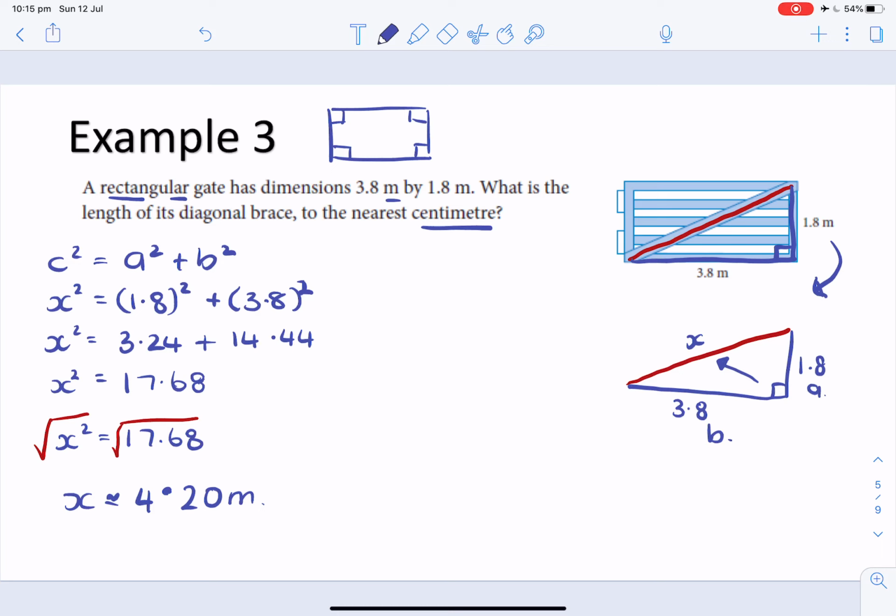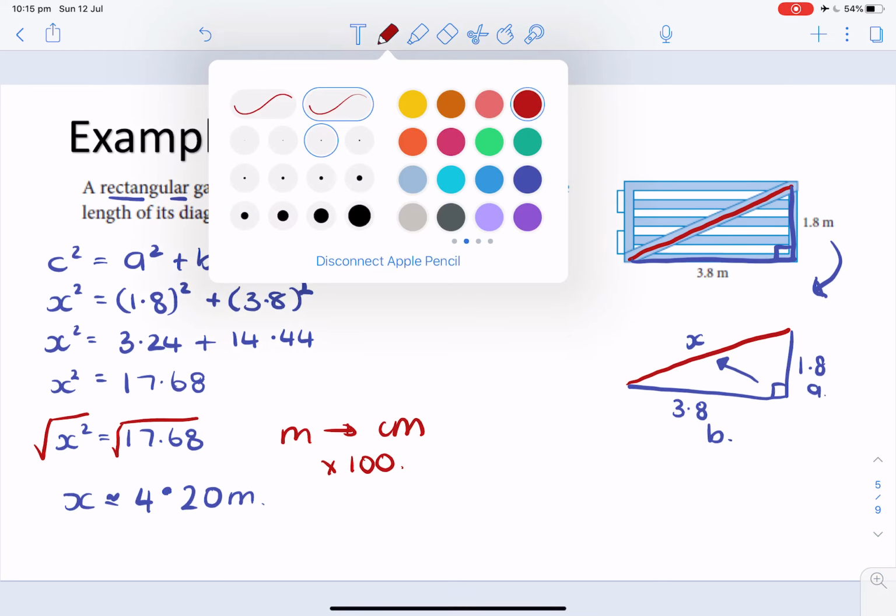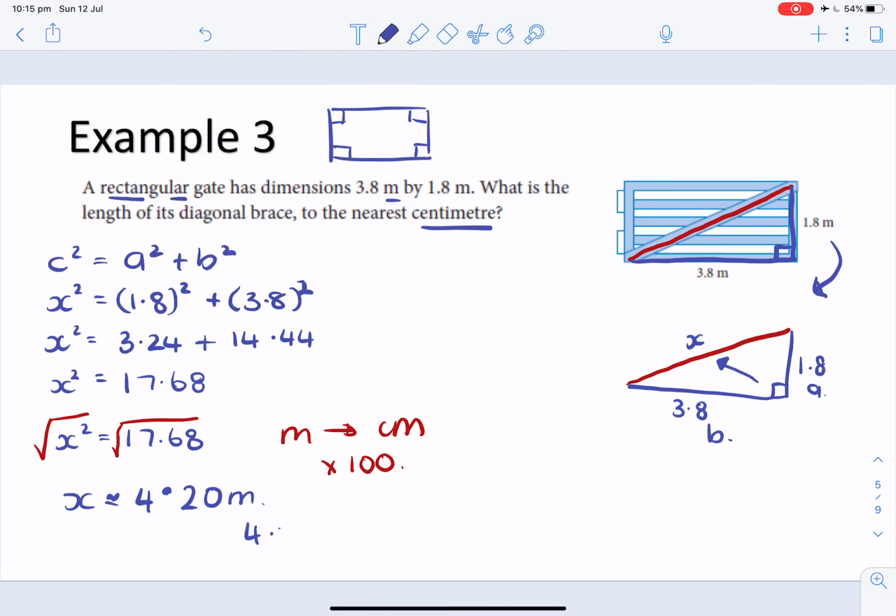All right, but the question asks us in centimetres. So to get from metres through to centimetres, we times it by 100. So 4.20 metres times 100 equals 420 centimetres. So this brace to the nearest centimetre has a length of 420 centimetres. That's a pretty big gate.